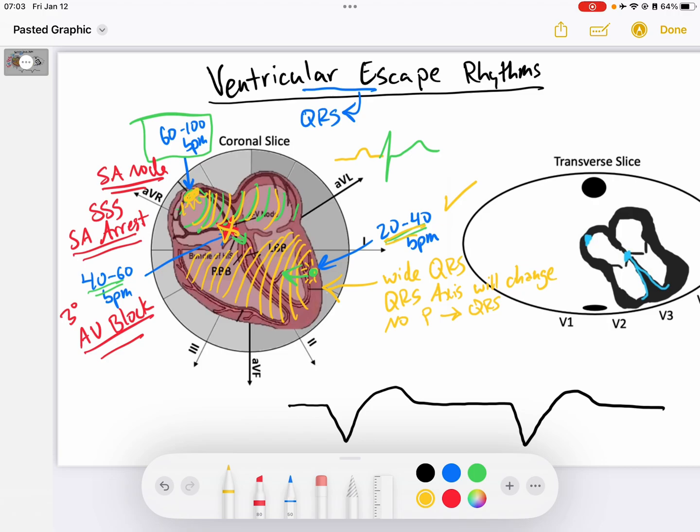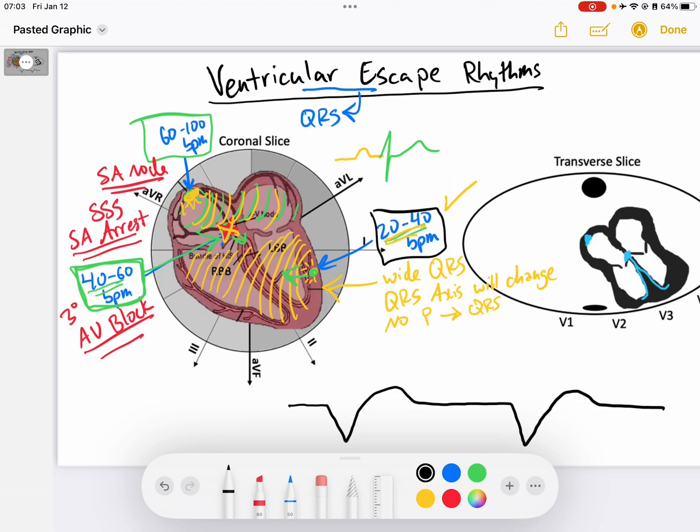And if for some reason our junction, which we said can beat at 40 to 60 beats per minute, is also part of that block, if it's also diseased, then we can't get that 40 to 60 beats per minute escape rhythm. So we end up going to this ventricular escape rhythm.